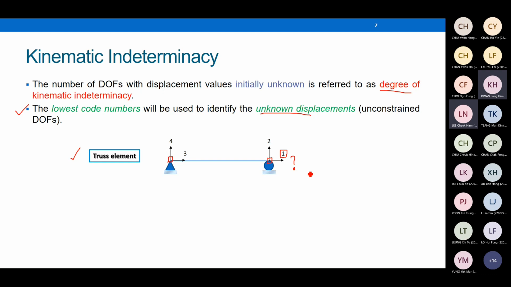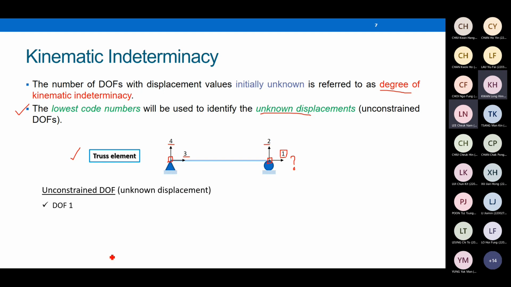And how to assign the remaining three positions? You can assign arbitrarily. Since we assigned number 1 at the right-hand side node, I think in this case we can assign from the right to the left, right? 1, 2, and then 3, 4. We can arrange in this manner, just arbitrarily.